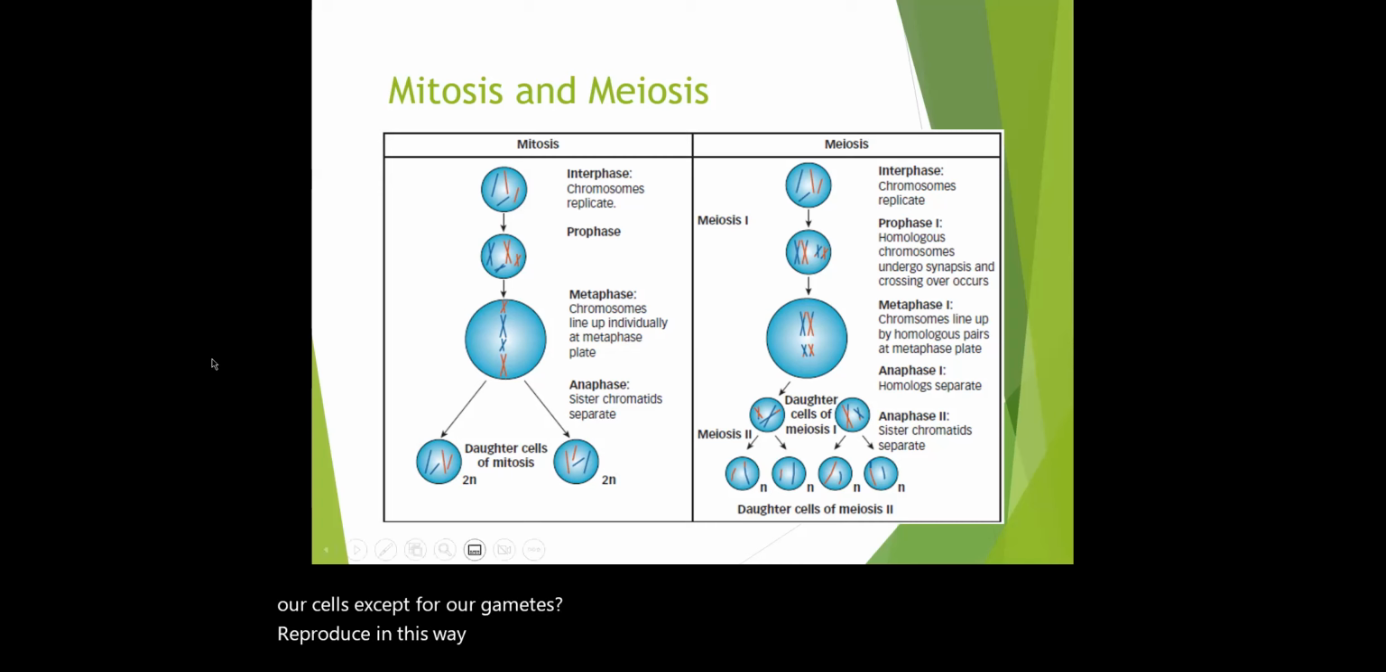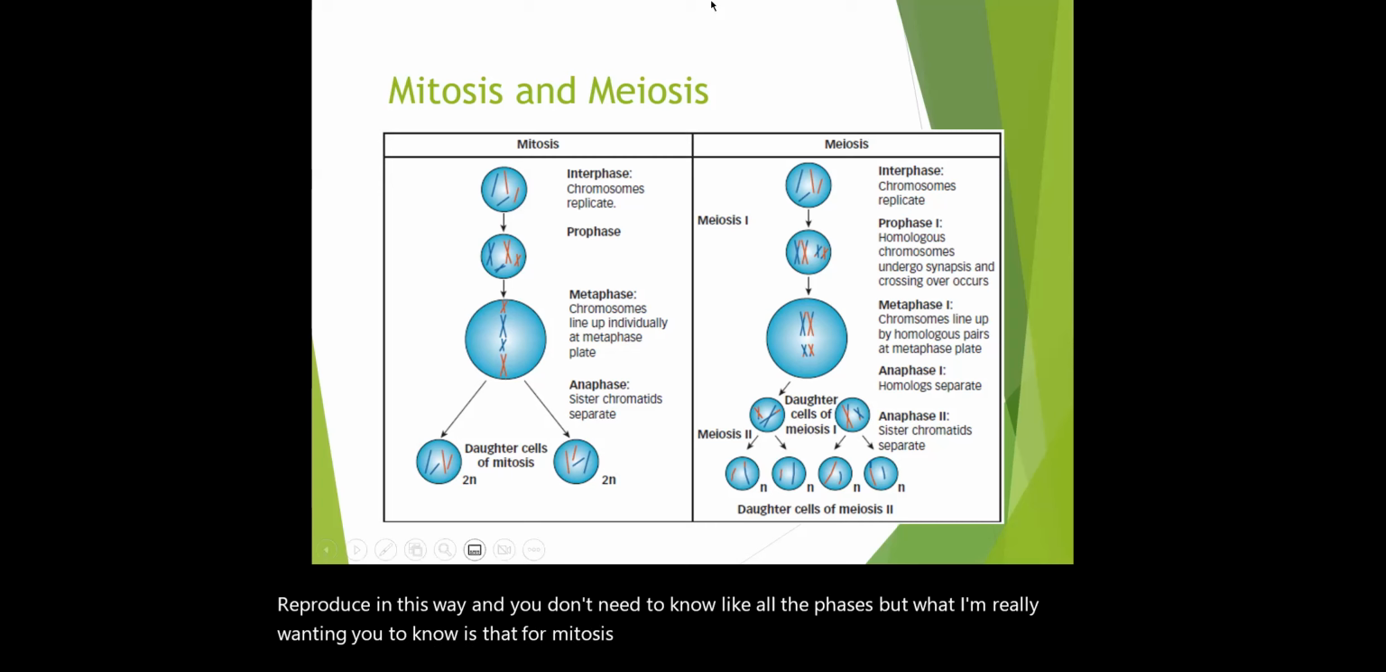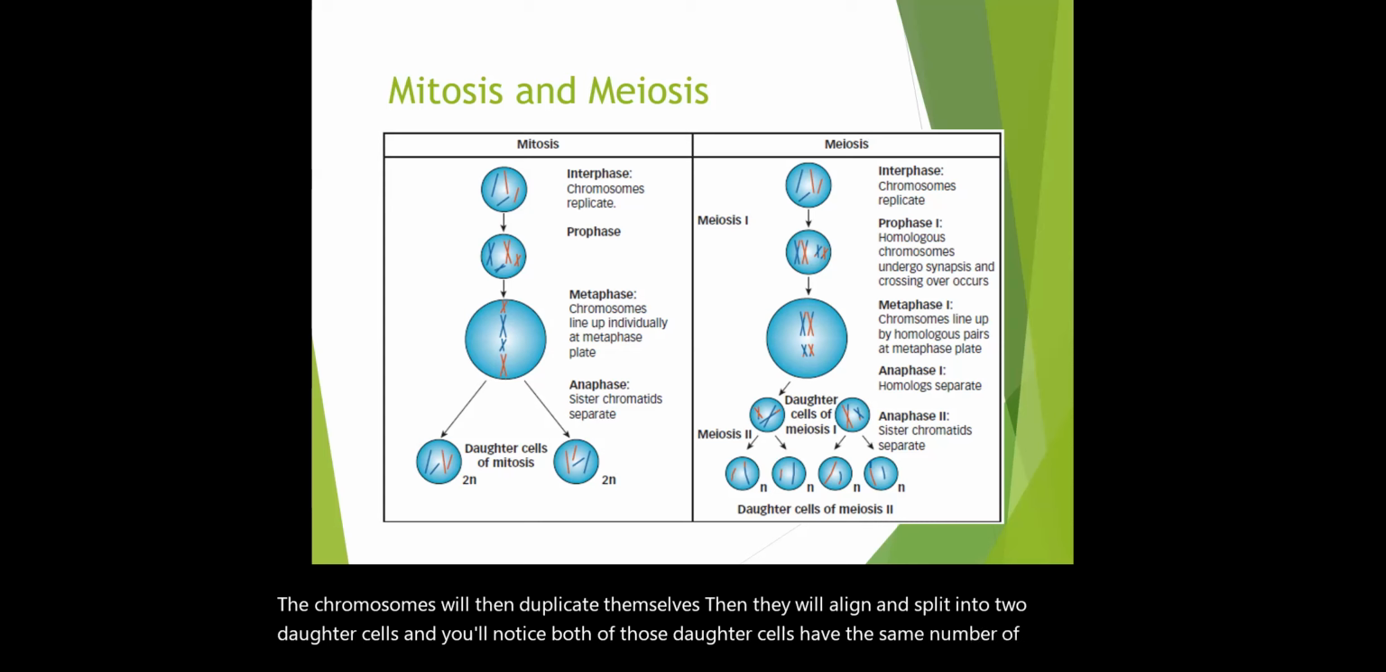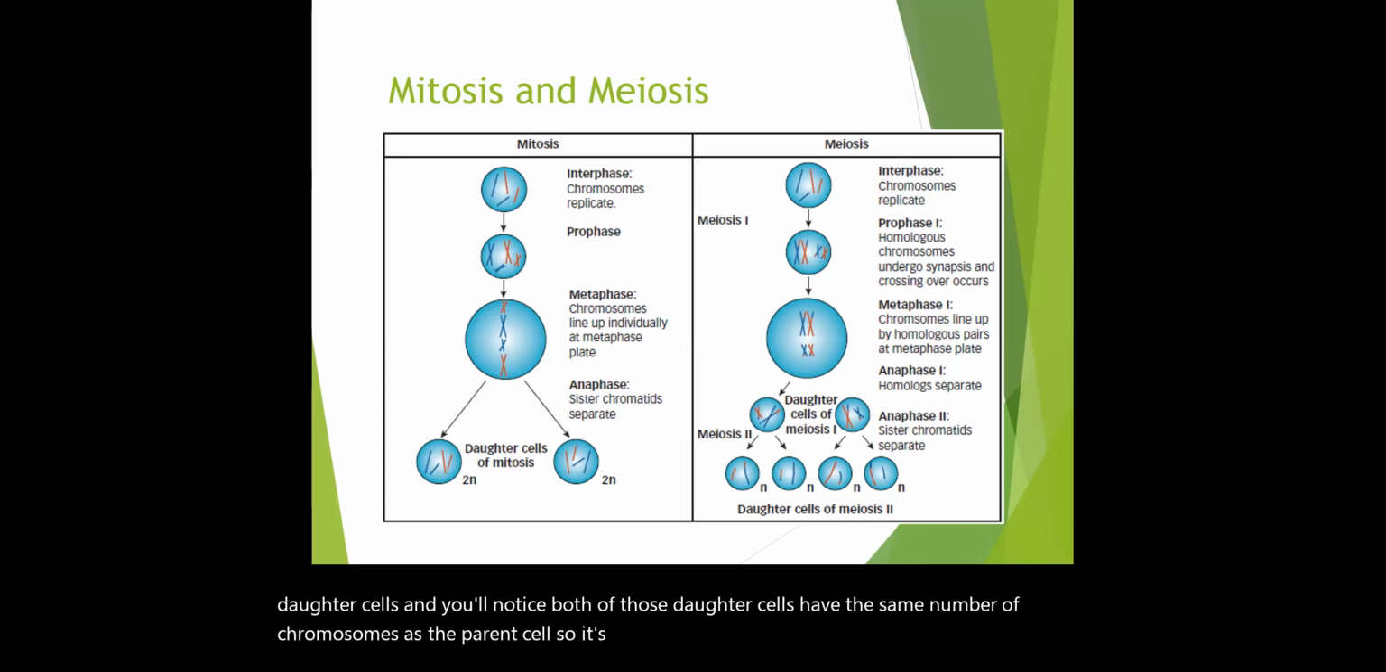And you don't need to know all the phases. But what I'm really wanting you to know is that for mitosis, you'll notice with the parent cell, the chromosomes will then duplicate themselves, then they will align and split into two daughter cells. And you'll notice both of those daughter cells have the same number of chromosomes as the parent cell. So it's literally two exact copies of that parent cell.